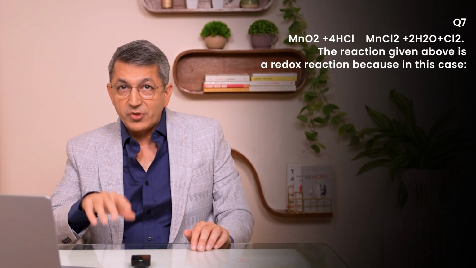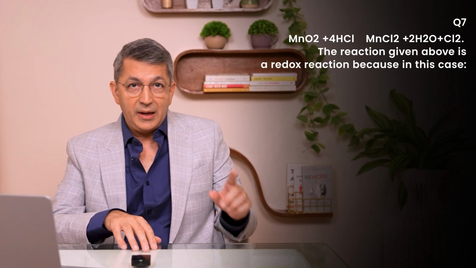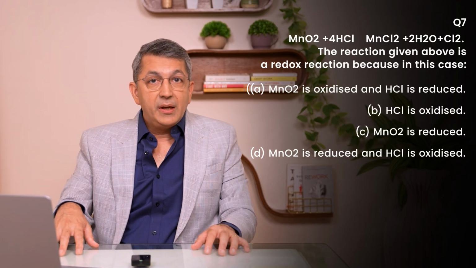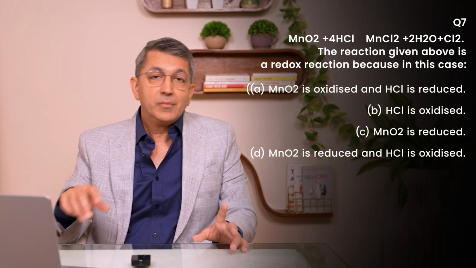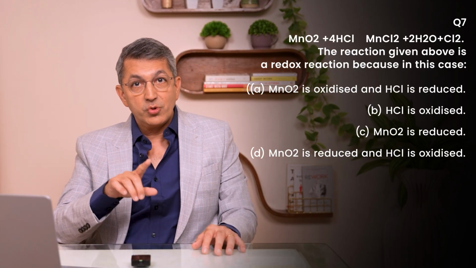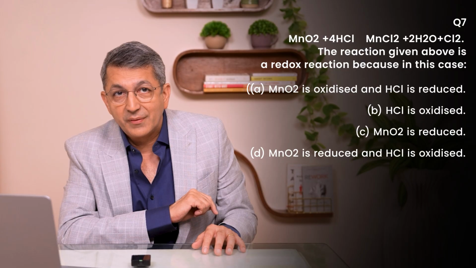Question 7. MnO2 plus 4HCl gives us MnCl2 plus 2H2O plus Cl2. The reaction given above is a redox reaction because in this case, A. MnO2 is oxidized and HCl is reduced. B. HCl is oxidized. Or C. MnO2 is reduced. Or D. MnO2 is reduced and HCl is oxidized.